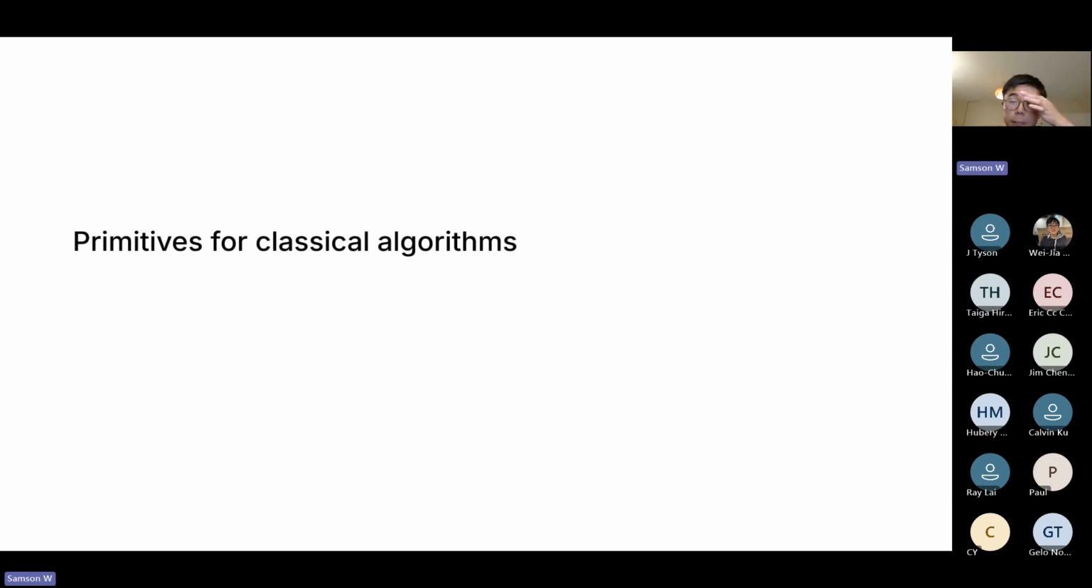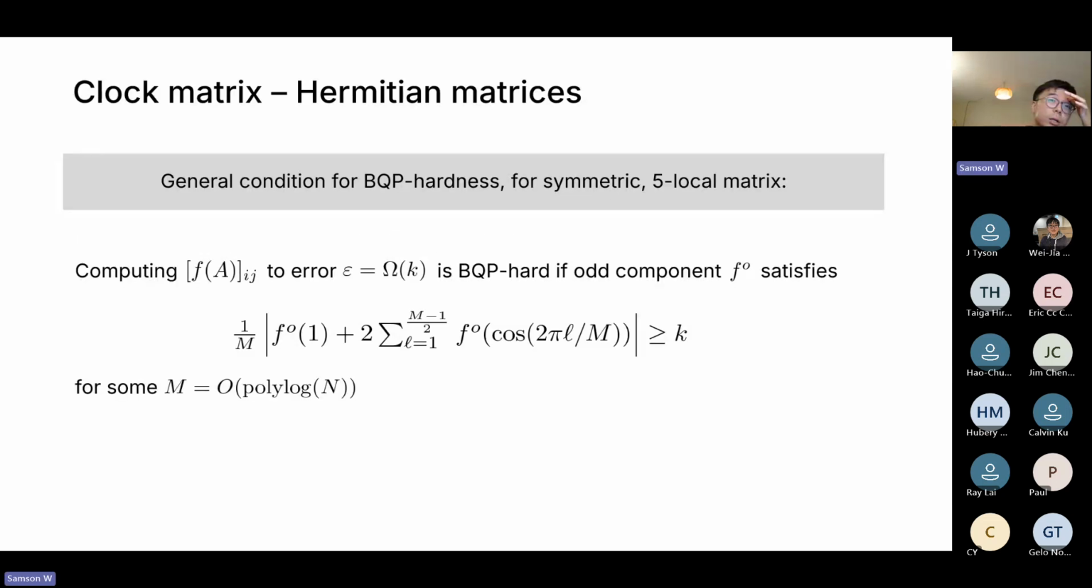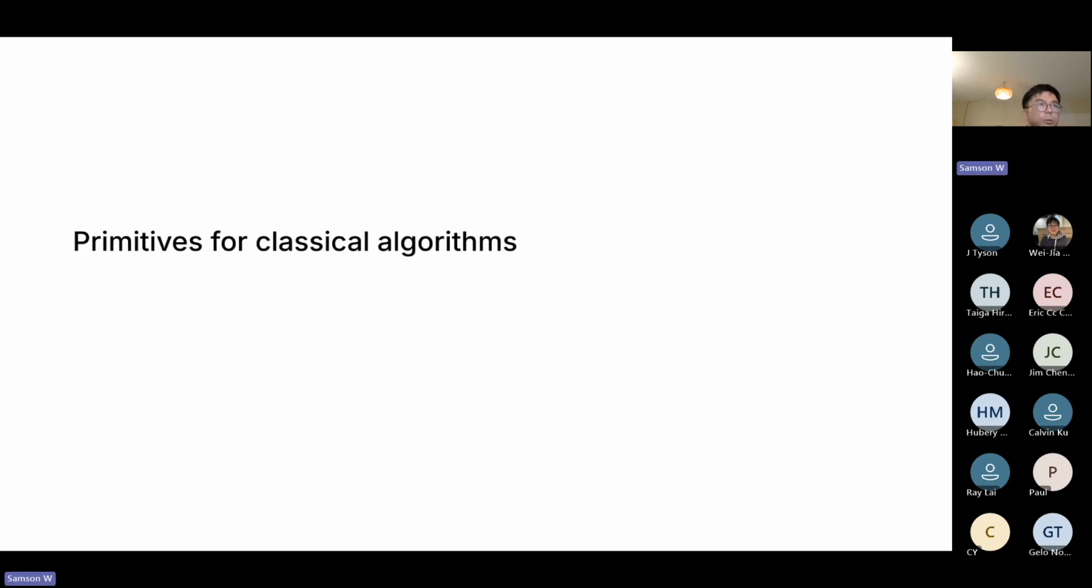Great. So what I will end on is, this was tools to prove BQP-hardness. What I'll end on is going from the other side: what are some of the tools we use to show classical algorithms, so primitives for our classical algorithms.